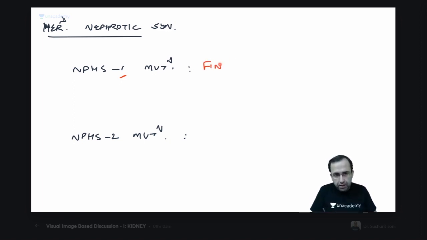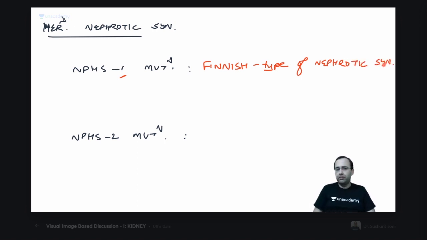So NPHS1 mutation is called the Finnish type of nephrotic syndrome. NPHS1, agreed, is the Finnish type of nephrotic syndrome. Next, it is more expensive, so it is associated with abnormalities on chromosome 19, versus NPHS2 mutation. It was the second order.